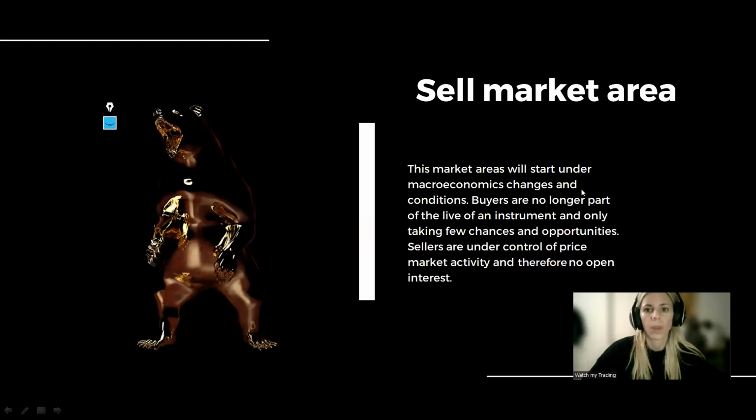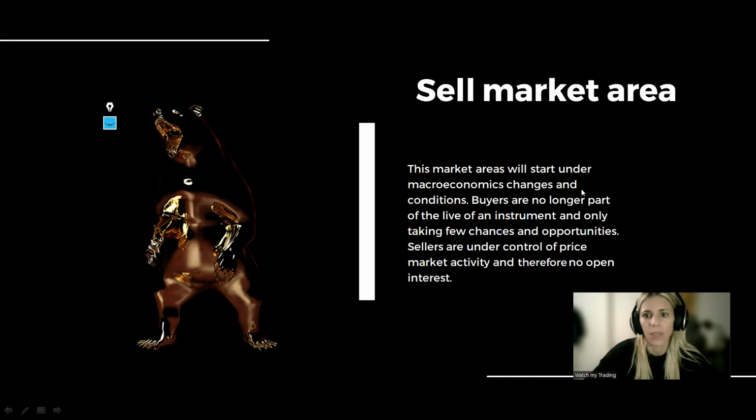Okay, so here we go with sell market area. This is something quite common in the currency market: because of changes in macroeconomics and interest rates, sometimes a currency just has more power than another. The entire year is basically trading under sell market area, which is just shorting the area without any change from sellers to buyers.